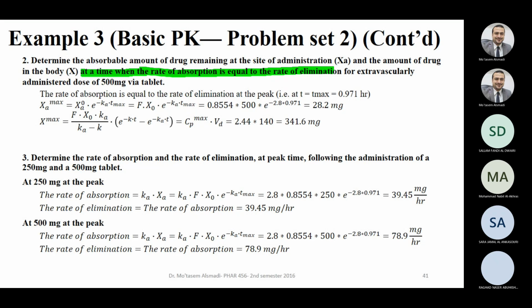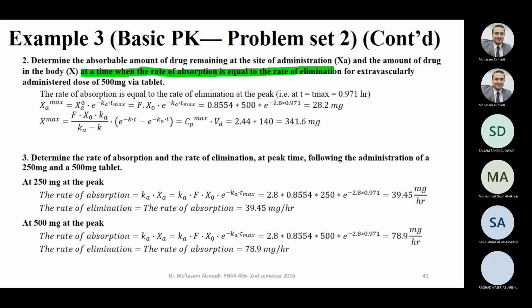Let's go to the third part. Determine the rate of absorption and rate of elimination at the peak time, following the administration of two dose strengths, 250 and 500 milligrams. It asks us to calculate the absorption rate and elimination rate at the peak time. At the peak time, the absorption rate and elimination rate are equal. So I can calculate one of them and say that the other one is equal to it.